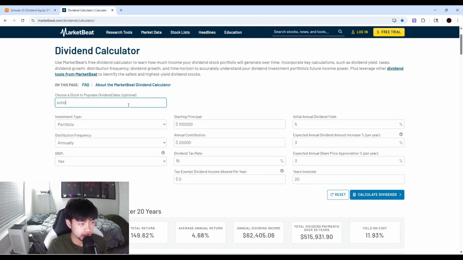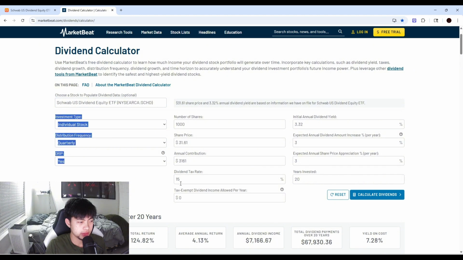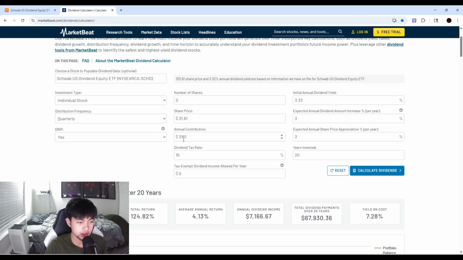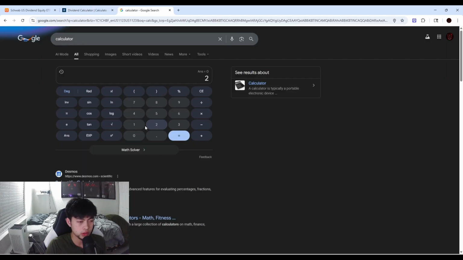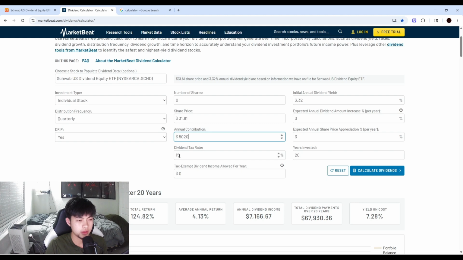Right here, put SCHD. Keep these three right here the same, and let's say you start investing today, 0 shares. Okay, keep the price the same. With the annual contribution, we're gonna do $20 times 251 days. That's how many days the market opens per year. Grab this number and put it right in the annual contribution. If you're investing this in your Roth IRA, put 0% on this section right here. Keep this one the same.